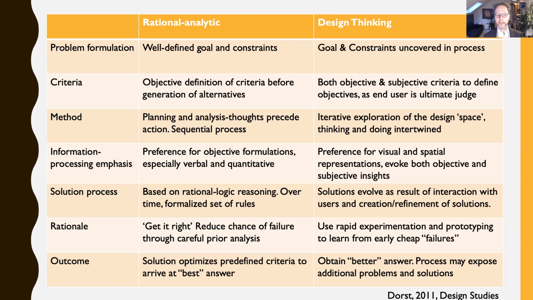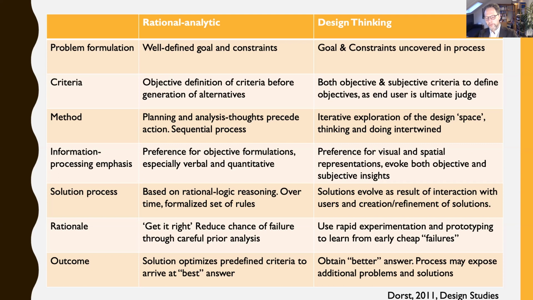So information processing emphasis in the case of rational research is on the preference for objective formulations, particularly verbal and quantitative. And in the case of design thinking, we're seeing much more of a focus on visual and spatial representations, because those do not just evoke objective, but also subjective insights. People respond to visual cues because it activates a different part of their brain, and it activates their mental schemas in different ways. So it will allow you to get to knowledge that you won't be able to get to with a questionnaire or an interview question, because that targets and elicits cognitive responses.